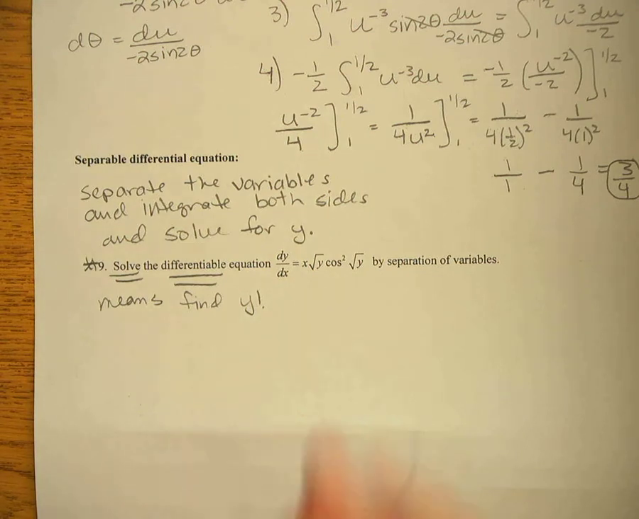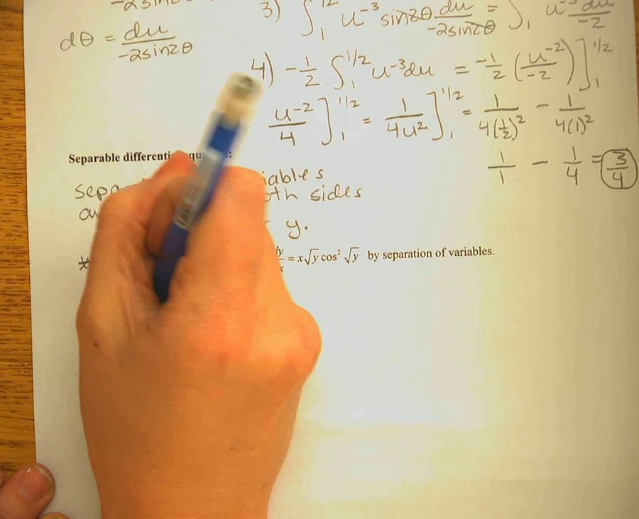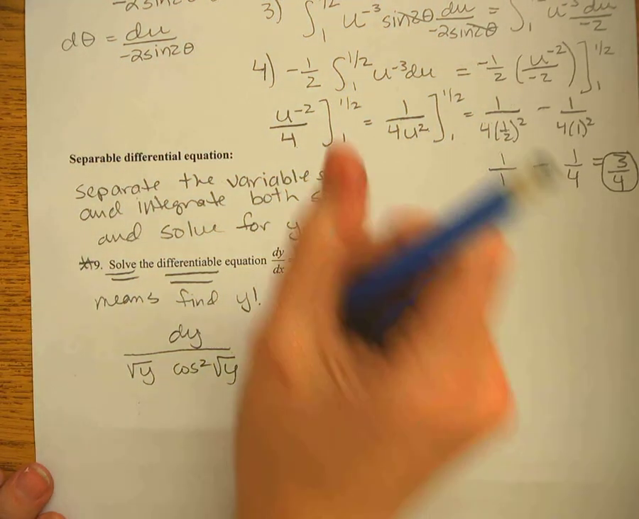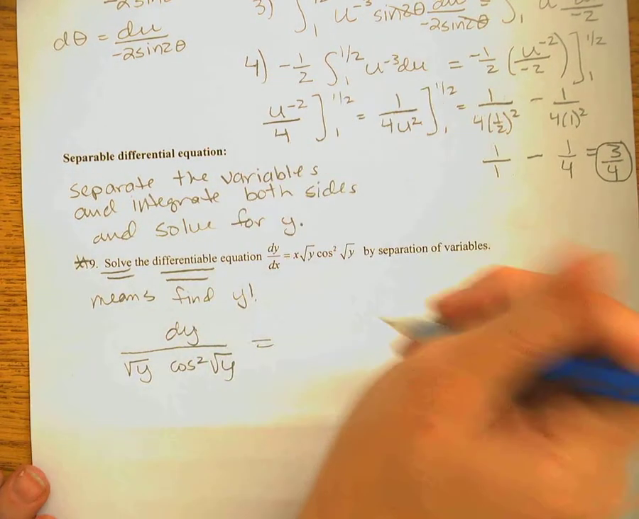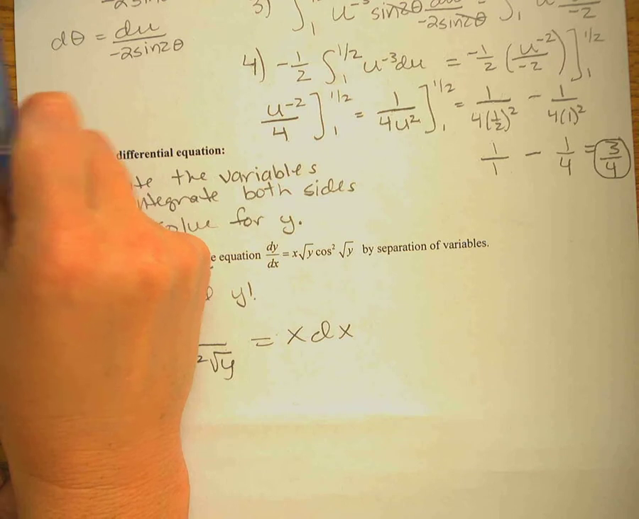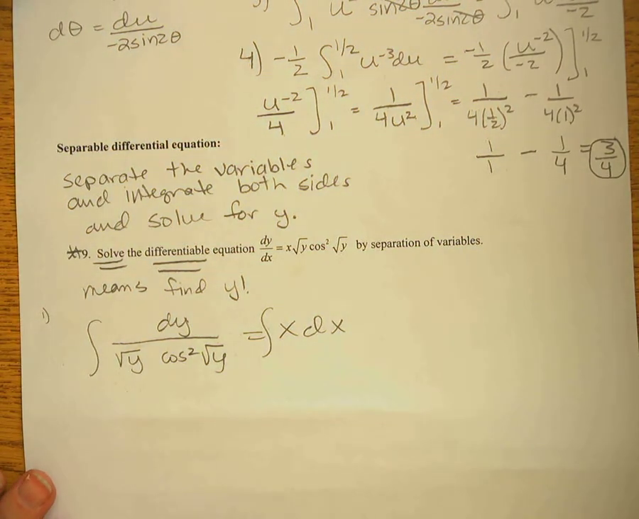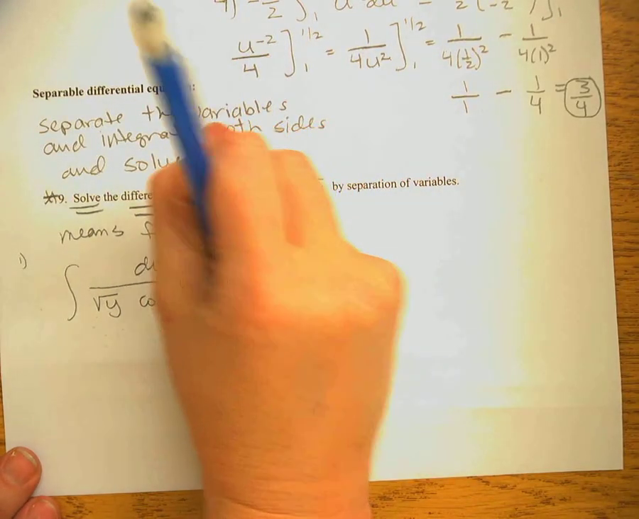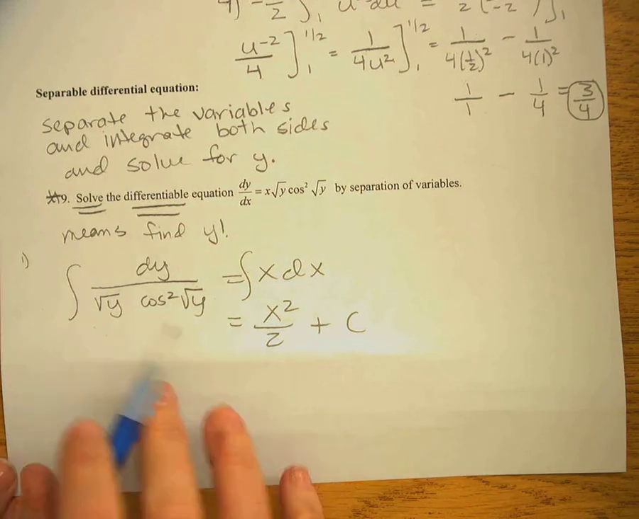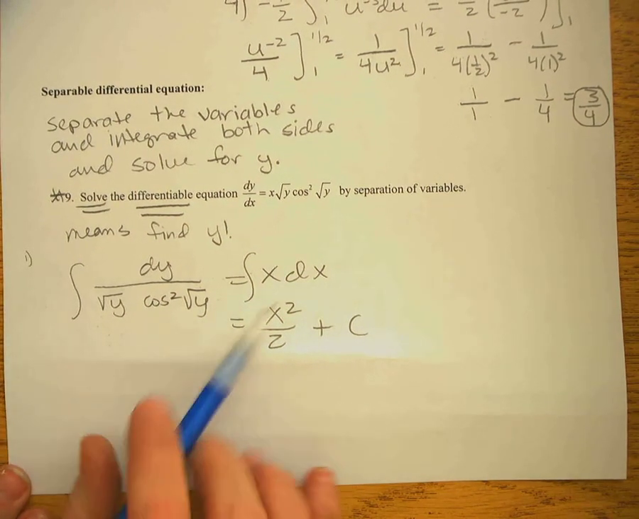Okay, so I'm going to divide both sides by square root of y and cosine squared of the square root of y. And I'm going to multiply both sides by the dx. So this is step 1 of that process. Then, as you recall, we would integrate both sides. And this right side is looking easy peasy. So I'm going to do that one first because it doesn't scare me as much as crazy monster over here does. Okay, let's tackle this monster here.